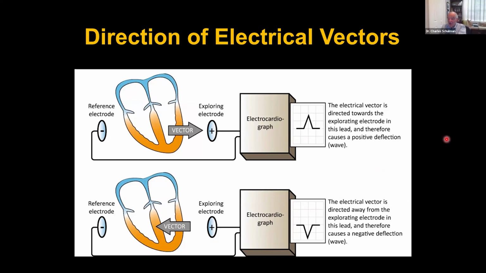Okay, wait, before we end, I just want to go back to this. Remember that if the electrical vector is traveling toward an electrode, it's going to write a positive deflection. And if it's traveling away from the electrode, it's going to write a negative deflection. That's the basic principle, and that helps us to understand what's going on.